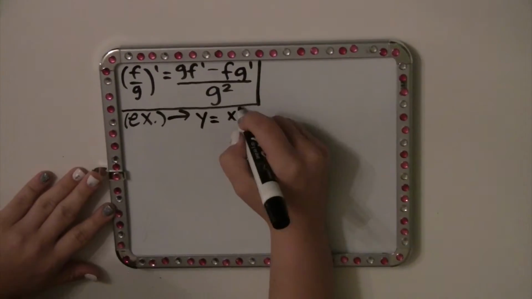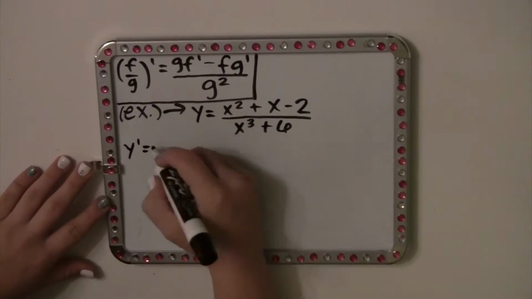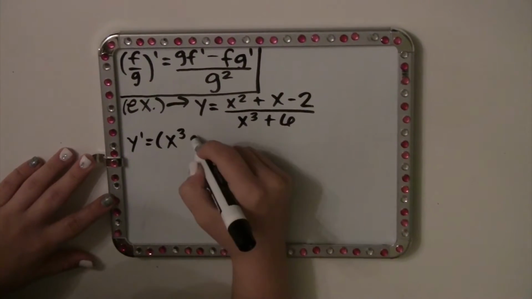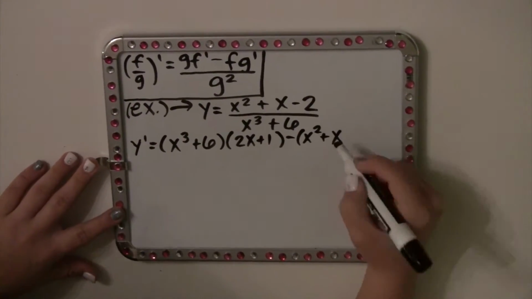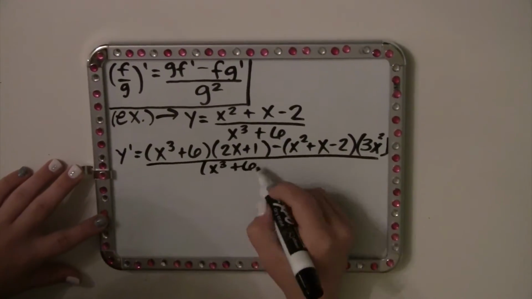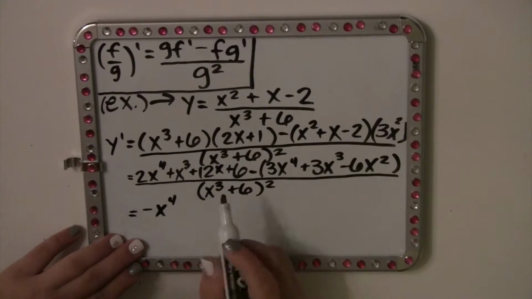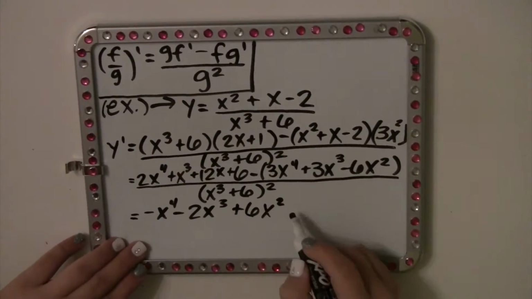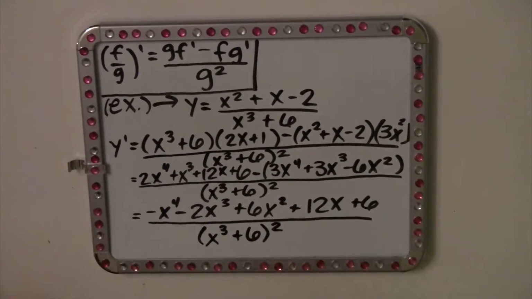If I had y equals x squared plus x minus 2 divided by x cubed plus 6, to find the derivative, I would take x cubed plus 6 times 2x plus 1 minus x squared plus x minus 2 times 3x squared, all over x cubed plus 6 squared. I would work out above and end with the final answer of negative x to the 4th minus 2x cubed plus 6x squared plus 12x plus 6 divided by x cubed plus 6 squared.